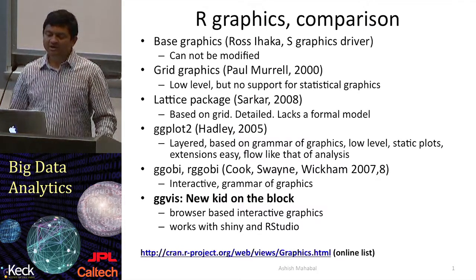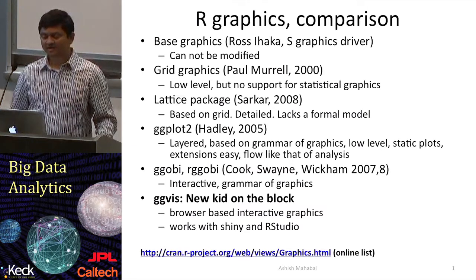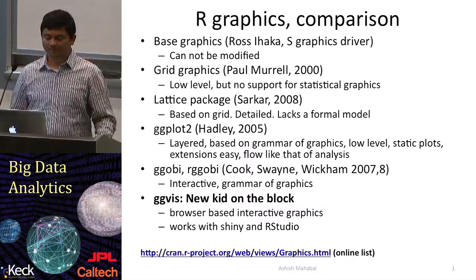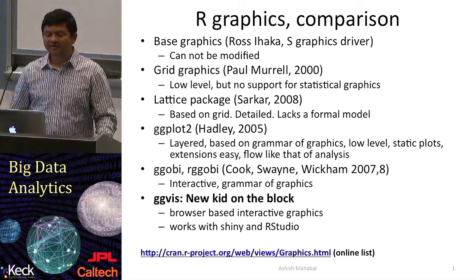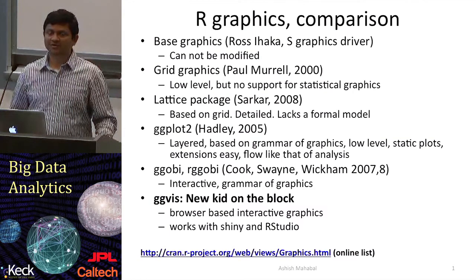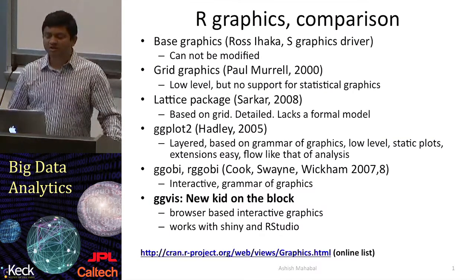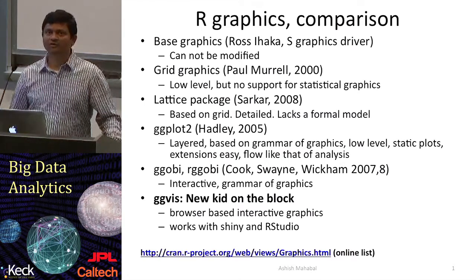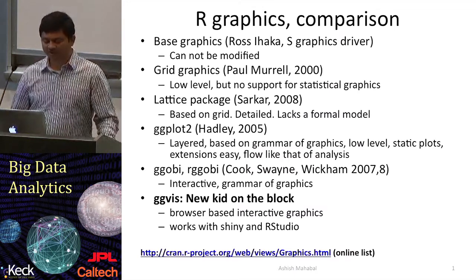The lattice package came into picture around 2008, and that is much more powerful. It is based on grid, it is detailed, but then it lacks a formal model. And so a bit before that, in 2005, ggplot2 came onto the scene, made with a very welcome attitude from everybody, because that is where you can do lots of very interesting things, and all the power of R could be brought to bear on various analysis that one can do.